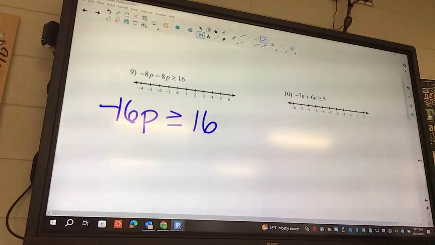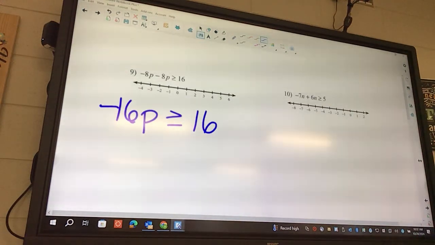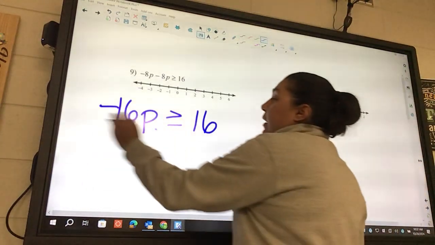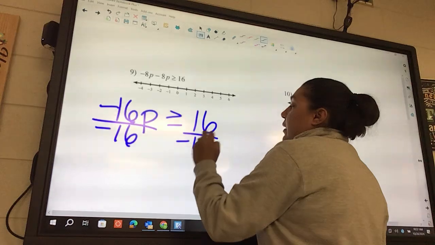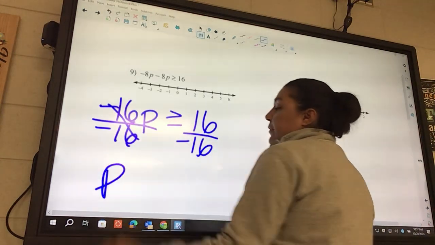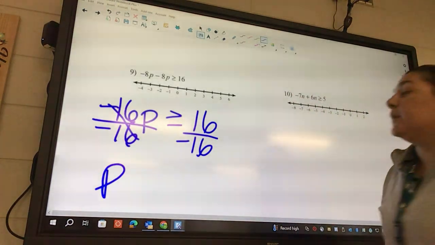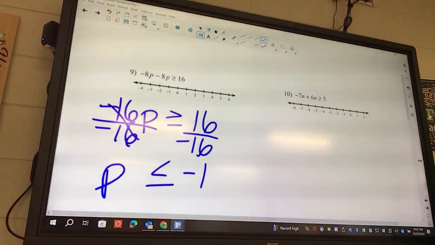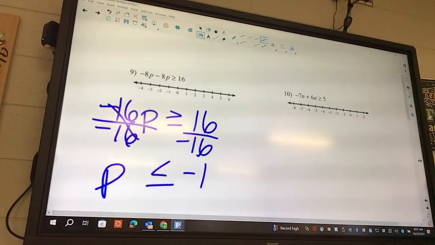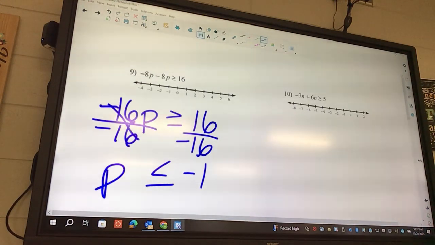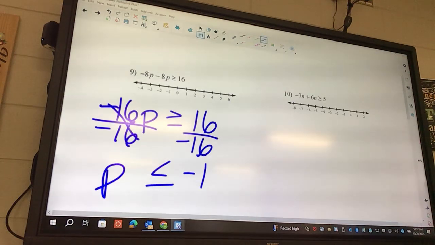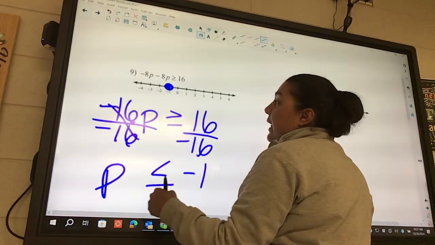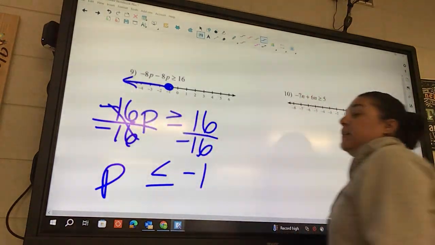Okay, so now what needs done? Divide by negative 16. Do we need to flip? Yes, we do. Okay, so we're gonna flip and say negative 1. Okay, on the negative 1, it's gonna be closed. It says p is less than, so we're gonna go less than to the left.